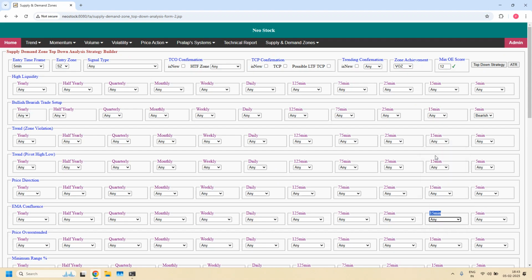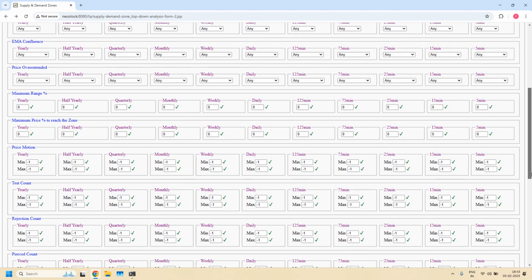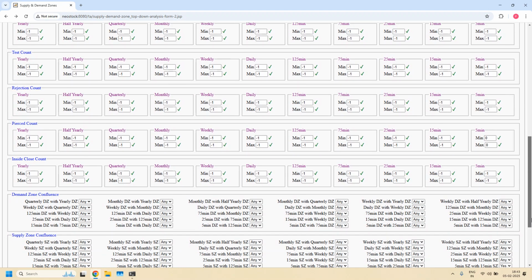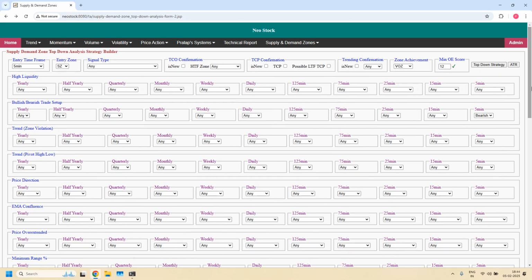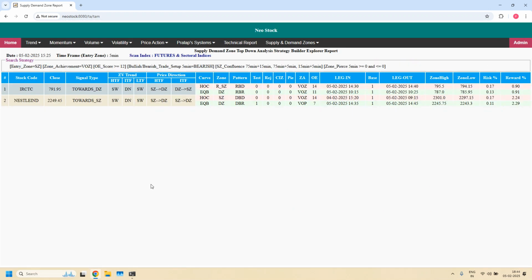Removing the EMA filter. Now let us look for LTF, ITF, HTF supply zone Confluence. 3 filters we have to set. First filter is already enabled, 5 minutes with 15 minutes. Second filter, 5 minute supply zone with 75 minute supply zone Confluence. Third filter, 15 minute supply zone with 75 minute supply zone Confluence. With all the 3 filters, we got 2 stocks.